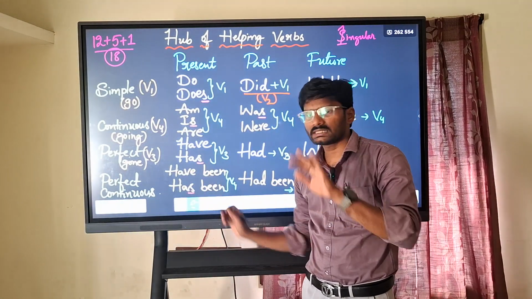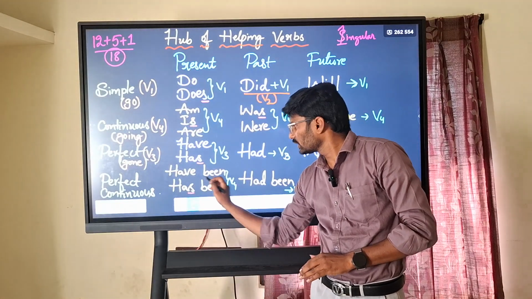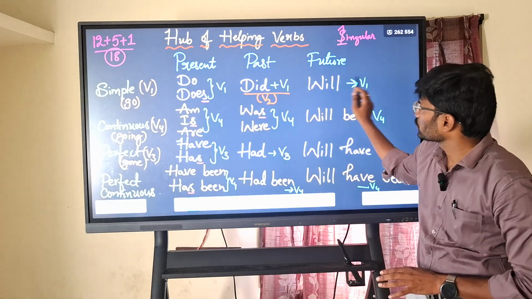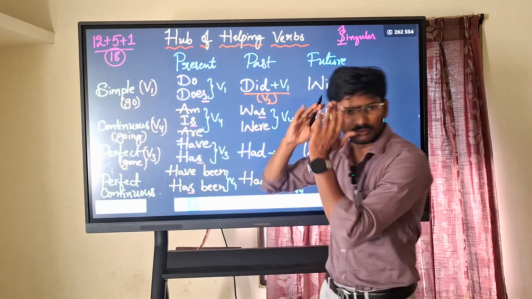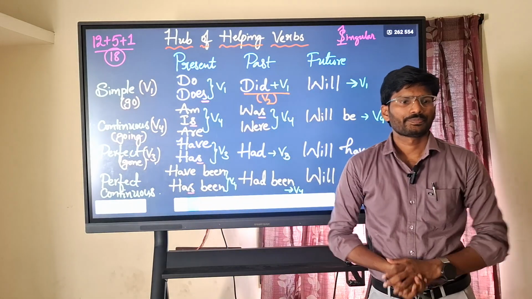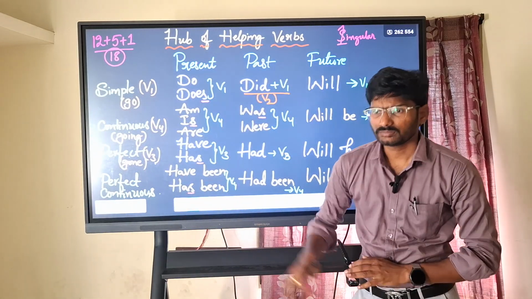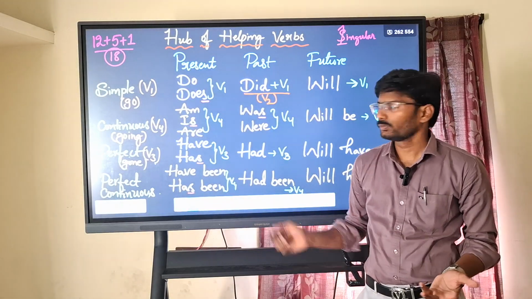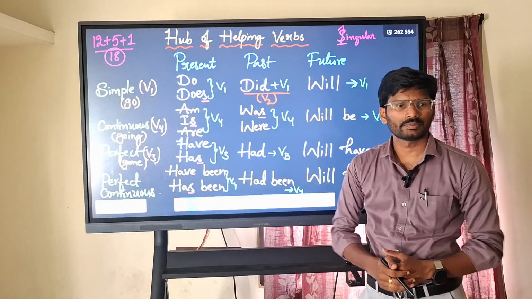If you want to say it in this tense, I have gone. If you want to say it in this one, I have been working. Likewise. Is it clear? So you should use V1 in all simple tenses. How to remember? Easy. All continuous tenses V4. All perfect tenses V3. So this D plus V1 becomes V2. Only this you need to remember.